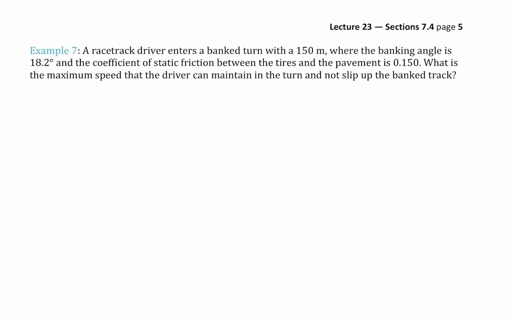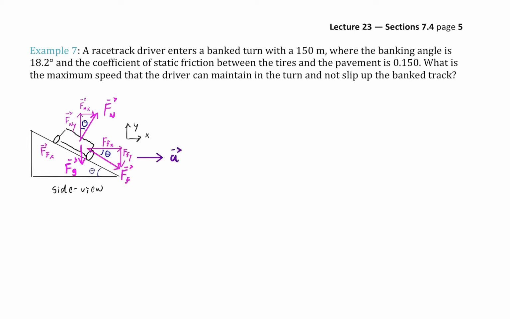And the question is, what is the maximum speed that the driver can maintain in the turn and not slip up the banked track? So in other words, not start to lose control and go out of the turn, which means they'd slip up the embankment. So let's look at the free body diagram. Here it is. I'm not bothering to show the above view because I just want to focus on the thing we really care about, which is the side view.